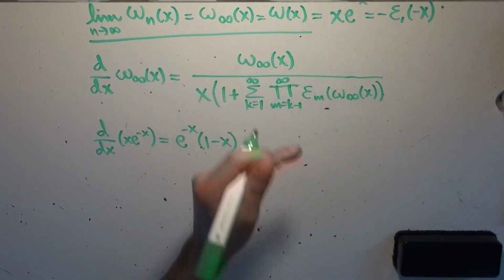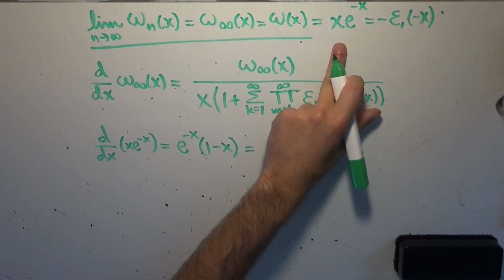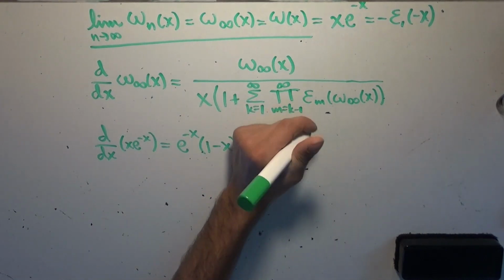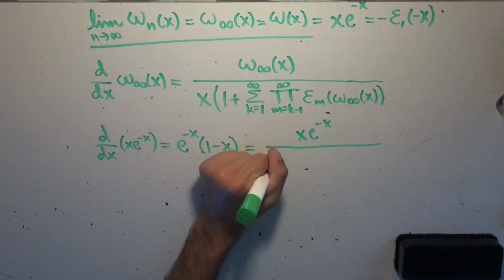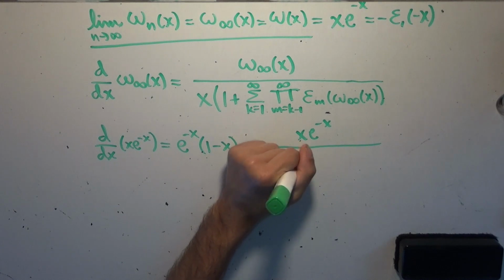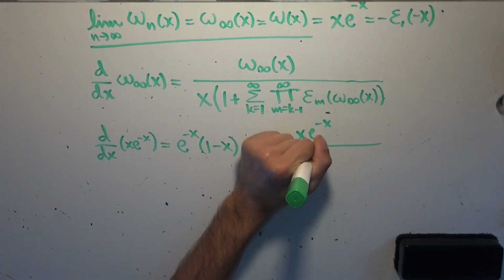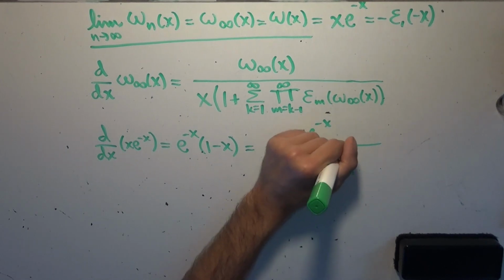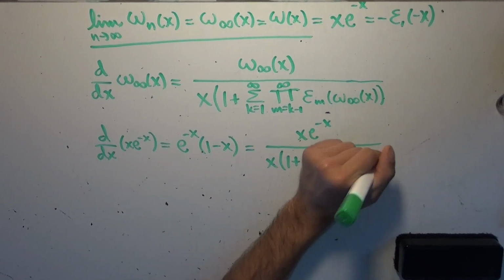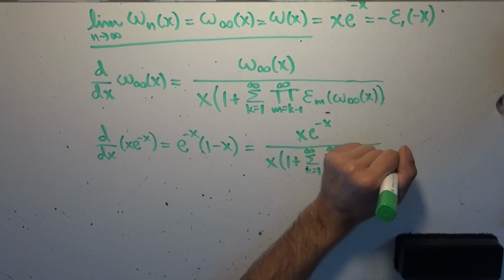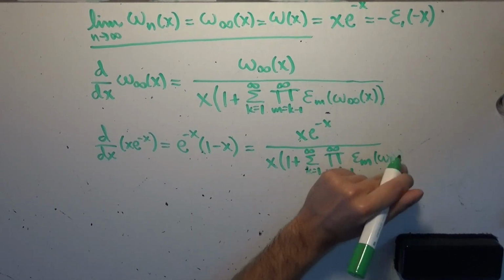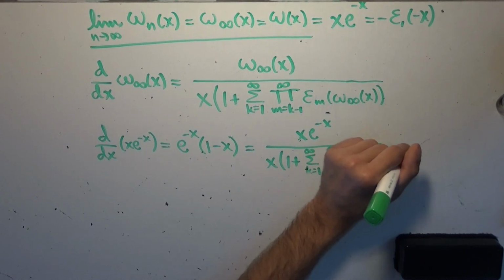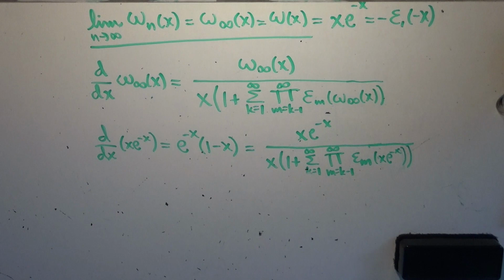So now we have to replace every omega infinity that we see with x times e to the negative x. So we get x e to the negative x in the numerator, and we get x in the denominator, and then we get the quantity 1 plus the sum from k equals 1 to infinity of the product from m equals k minus 1 to infinity of omega m, epsilon m, of omega infinity of x, which is again just x times e to the negative x. So that's what we've derived so far.